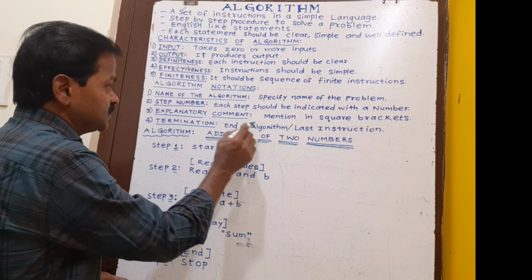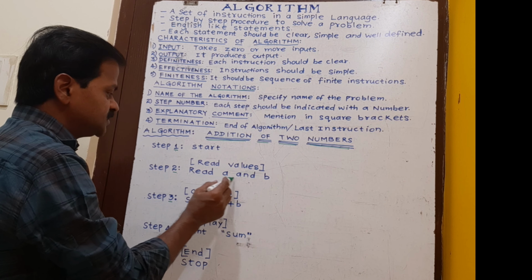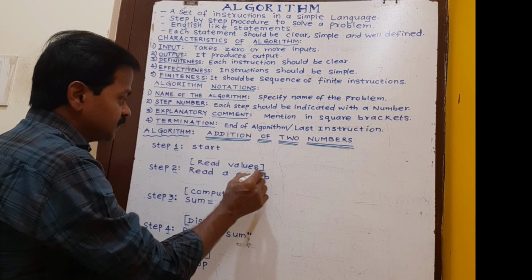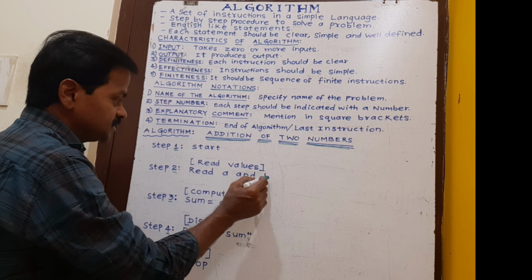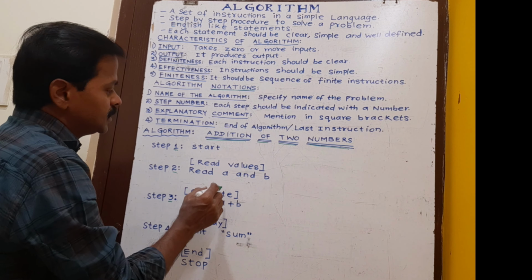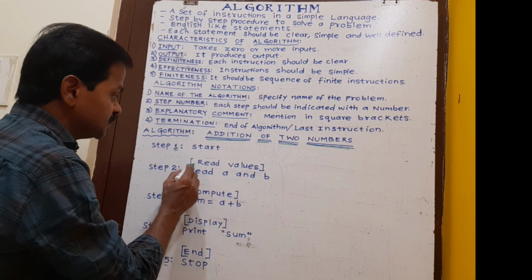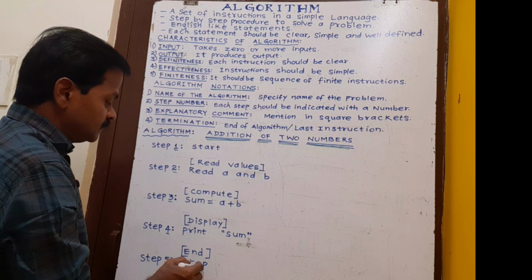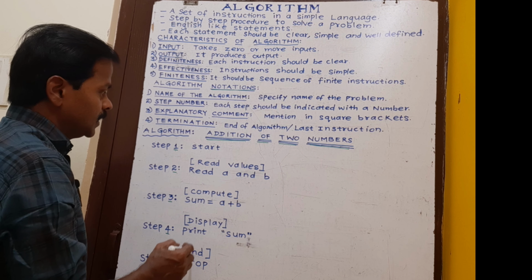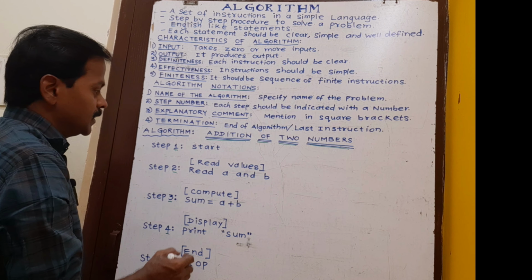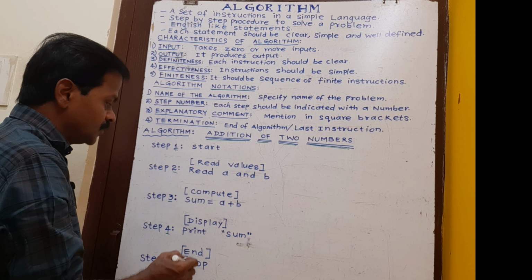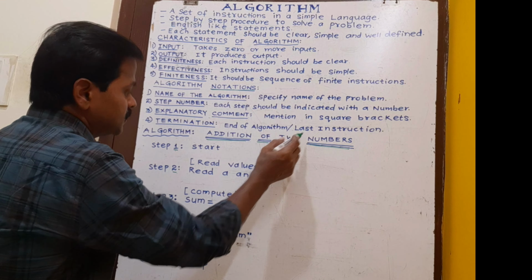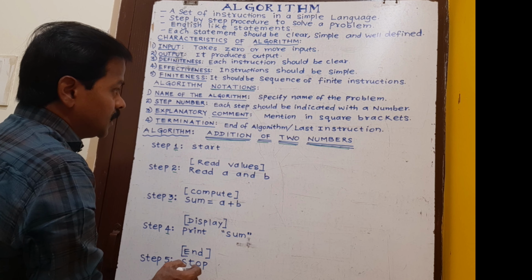Next, explanatory comments, mentioned in square brackets. For each instruction, for explanation purposes, we can write a comment in left and right square brackets. You see here, read A and B. Why are we using this instruction? For reading the values. So explanatory comments should be enclosed between left and right square brackets. Next, termination. Every algorithm will stop. Every algorithm will end. It will begin and it will end. Between start and stop, we write the instructions in a simple language. This is the termination, the end of the algorithm: stop, or a last instruction.